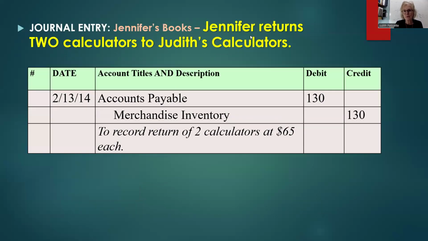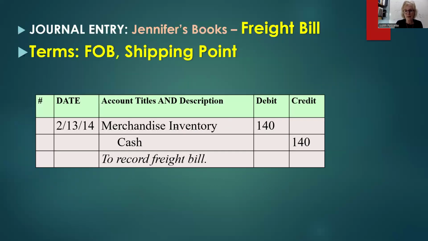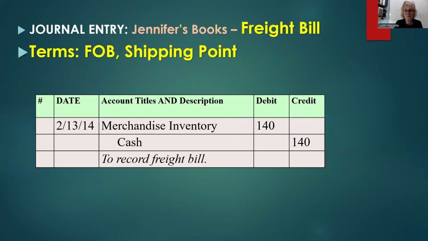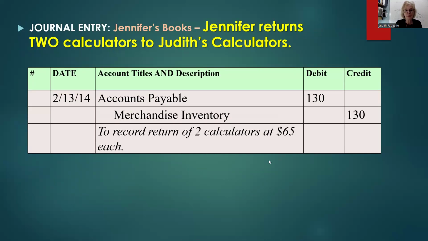So in my example, the buyer, Jennifer, returns 2 calculators to Judith's calculators. And they have to give you the cost of that. So here it is, 2 calculators, $65 each: debit accounts payable, credit merchandise inventory. Now that's just a reversal of that purchase transaction. If we go back and look at the purchase transaction, we're saying we returned it, so we're reversing it. Debit AP for the returns. Debit accounts payable, credit inventory.